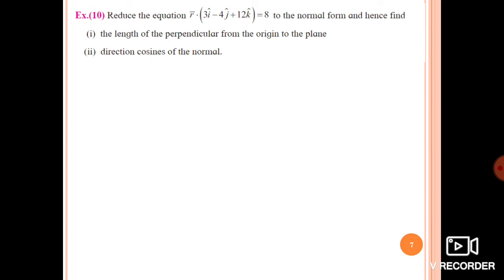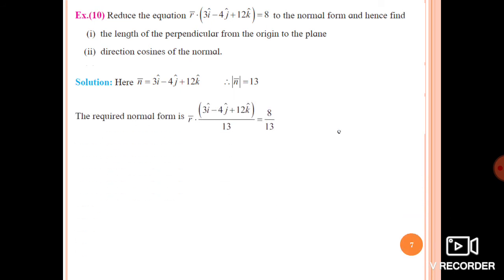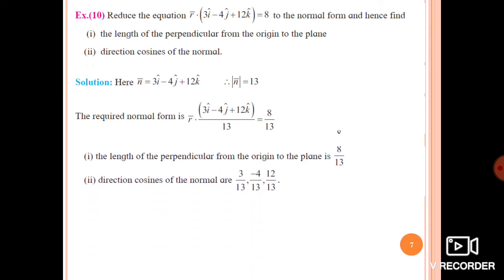Next question. Reduce the equation r bar dot 3i minus 4j plus 12k equal to 8 to the normal form, and hence find the length of the perpendicular from the origin to the plane and the direction cosines of the normal. Here n bar is given as 3i minus 4j plus 12k. Therefore, mod of n bar equal to 13, and the required equation of normal form is r bar dot n cap equal to p. Then we will find it like r bar dot 3i minus 4j plus 12k over 13 equal to 8 by 13.